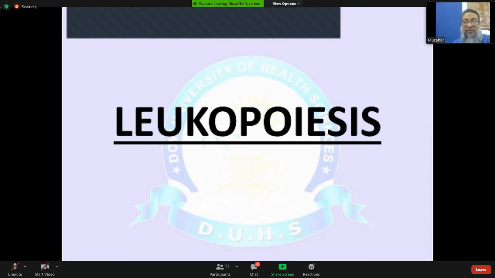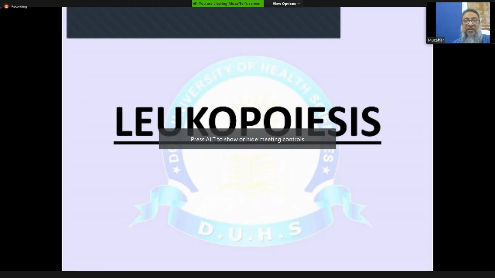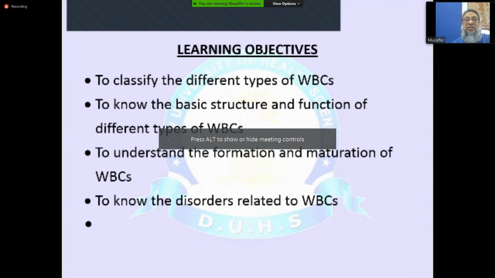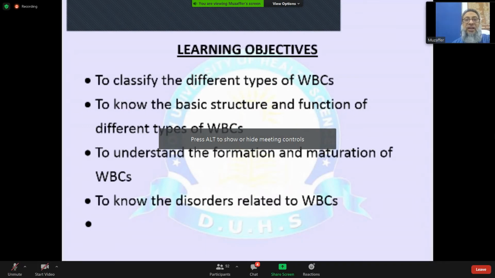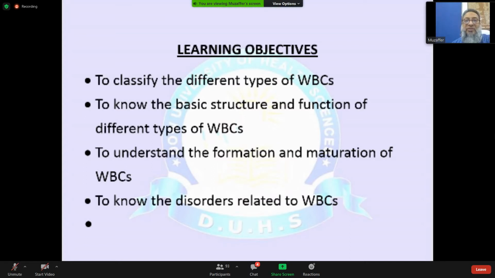You all are very aware from this topic. So our learning objective for today's lecture is to classify the different types of WBC, to know the basic structure and functions of different types of WBC, to understand the formation and maturation of the WBC, and to know the disorder related to the white blood cells.